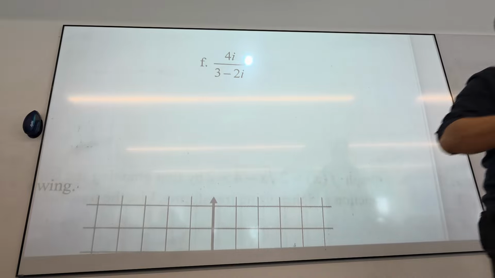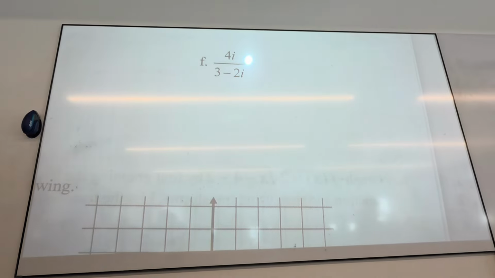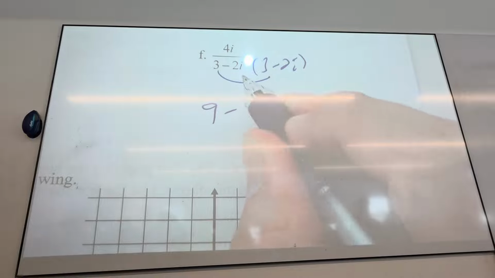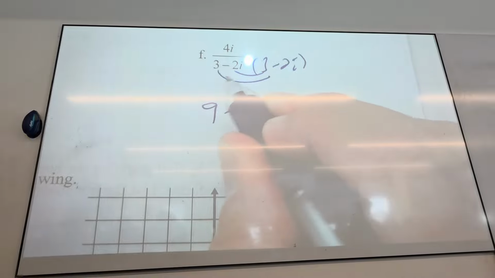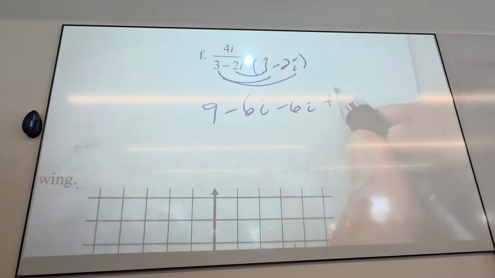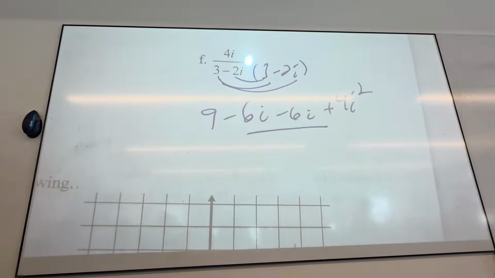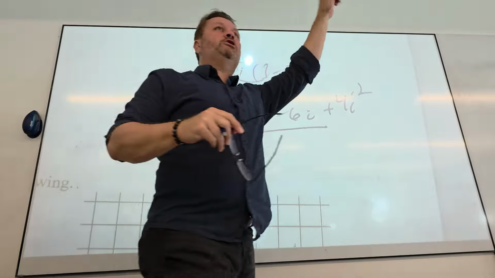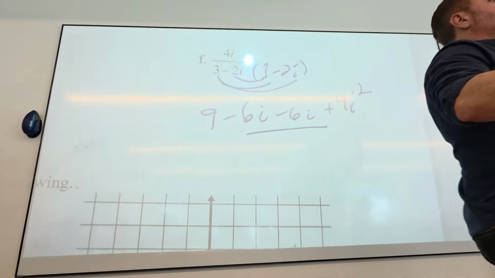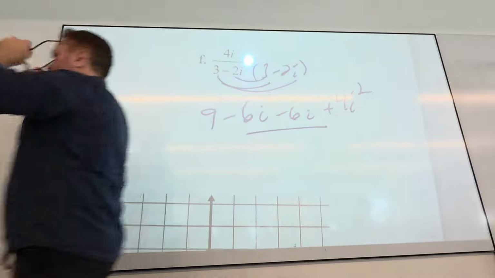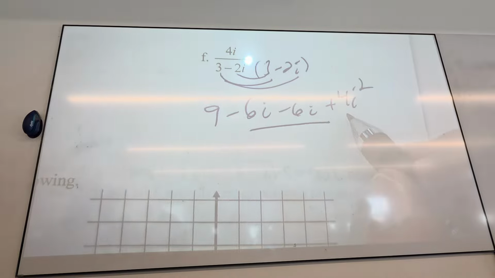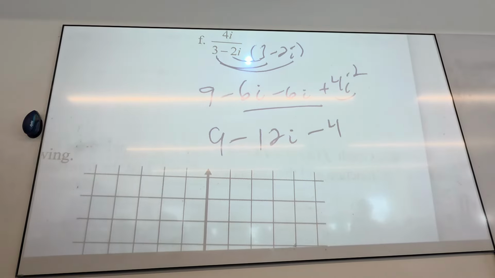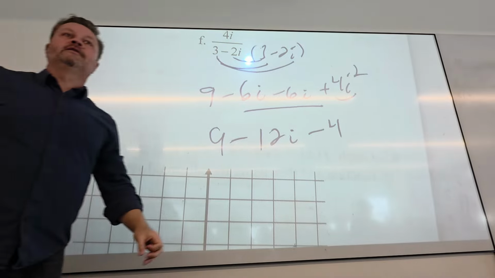I really want this to make sense. Watch. If I multiply by 3 minus 2i, I'll get 9 minus 6i minus 6i plus 4i squared. Yes, did the middle term cancel? And where's the only place imaginary stuff still is? Because what's i squared? What's i squared? -1.